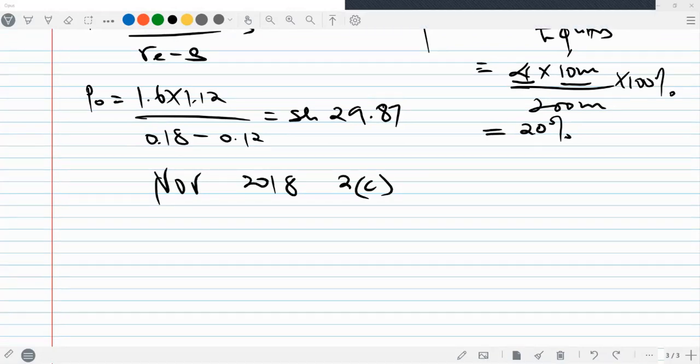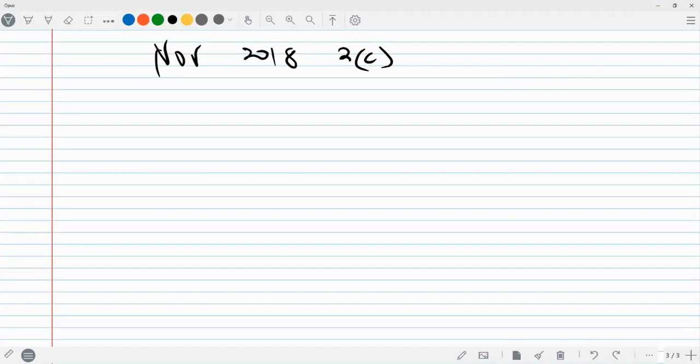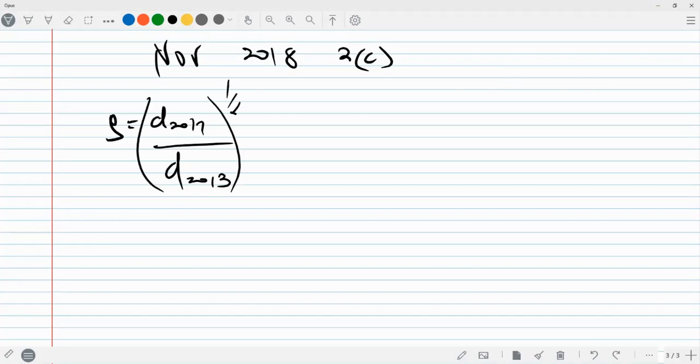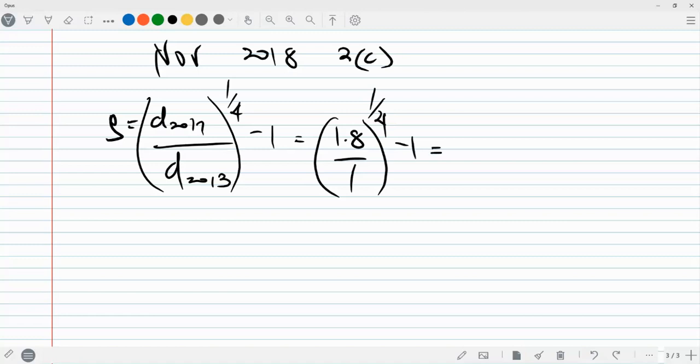You're meant to advise whether this investor needs to buy the shares of the company or not. Definitely you need to compare the current value of 55 versus the true value of this share using Gordon's growth model. So the first thing is to determine the growth in the dividend for the past years. Therefore the growth in dividend is equal to D 2017 divided by D 2013, to the power of a quarter, minus 1, which is 1.8 divided by 1, to the power of a quarter, minus 1. How much do you get for the growth in the dividend?